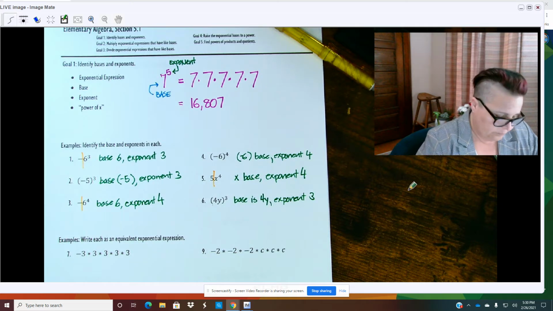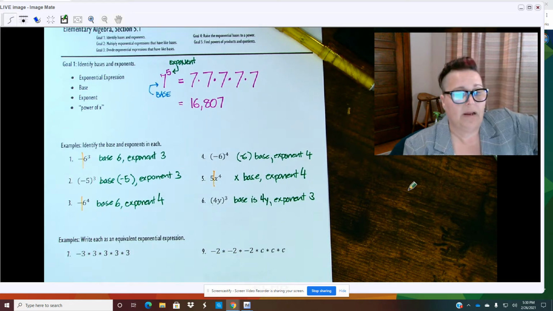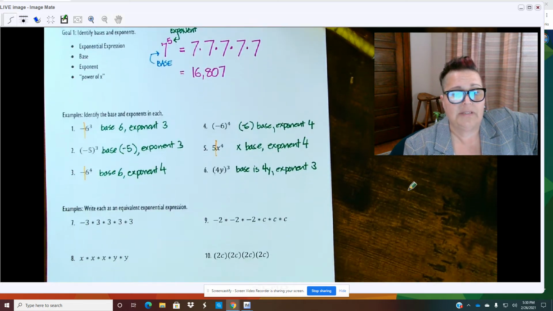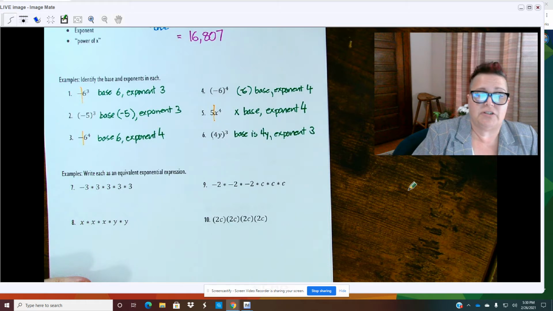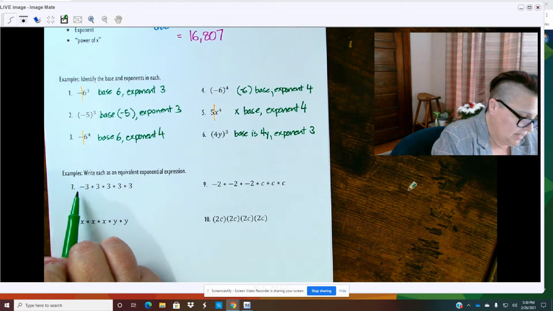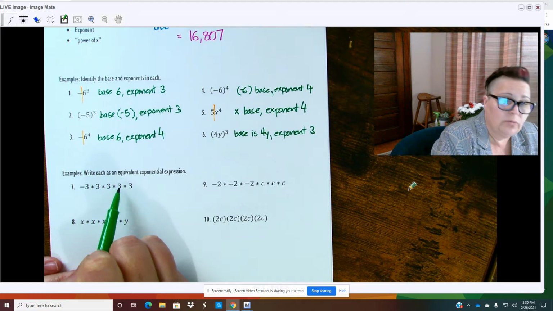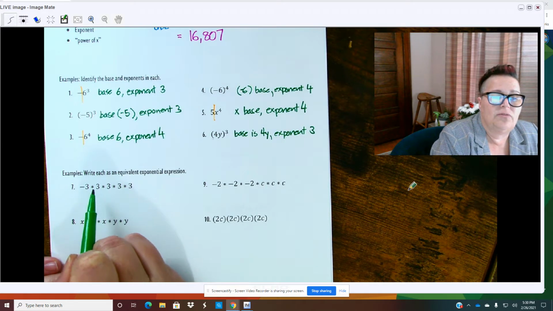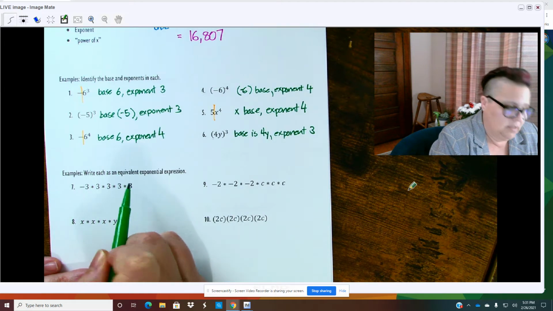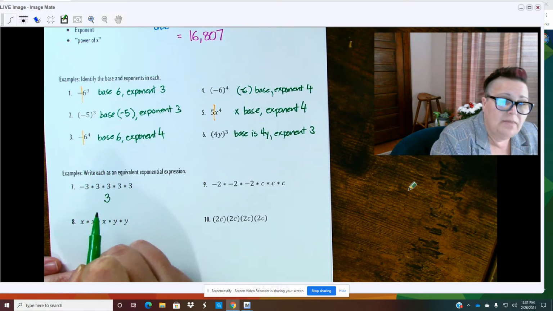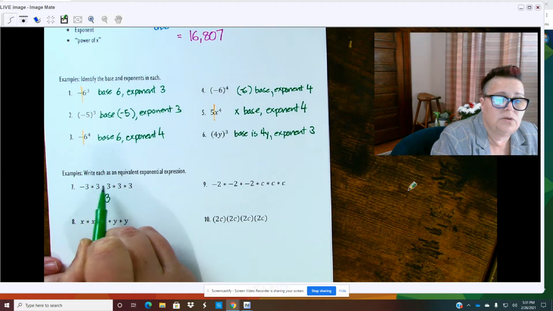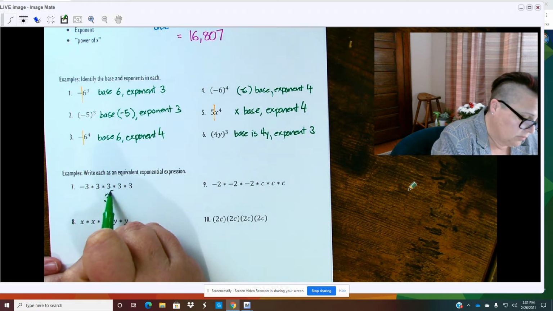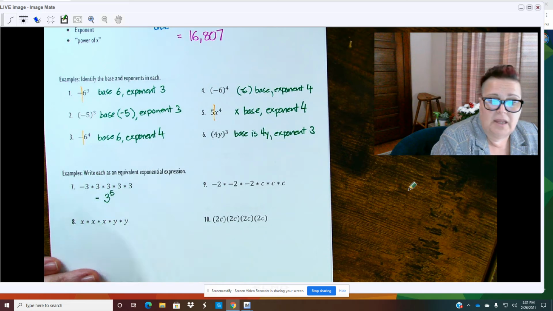Okay? All right. The second part of this is, can you use exponents to write the exponential expression? Here I have a negative 3 times 3 times 3 times 3 times 3. The negative is only being used once, so it is not a part of my base. What is being multiplied over and over and over again is the 3. And that 3 is being multiplied 1, 2, 3, 4, 5 times. So as an exponential expression, this would be 3 to the 5th with the negative hanging around out front.